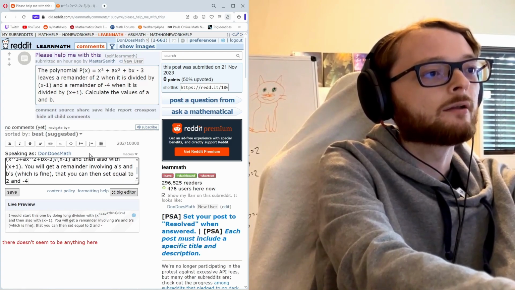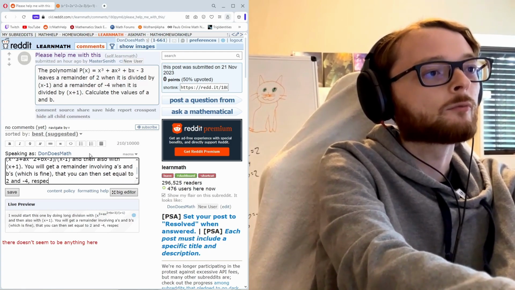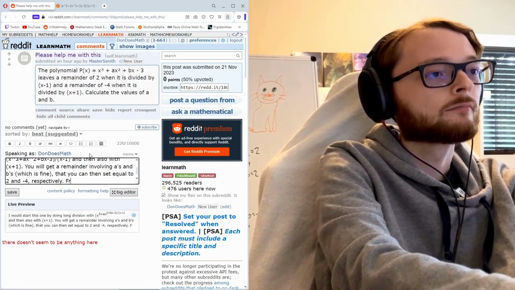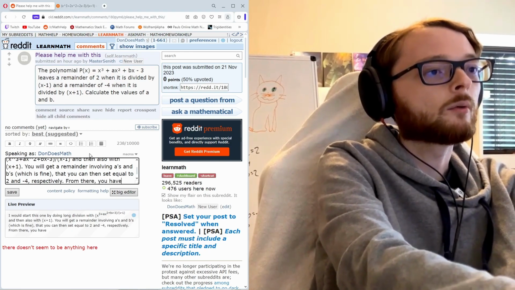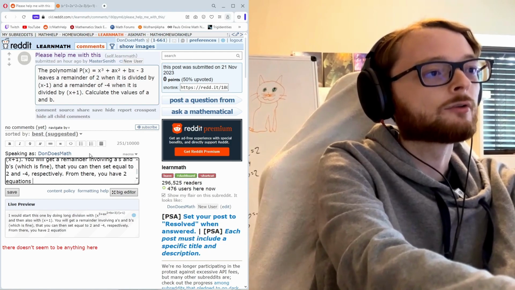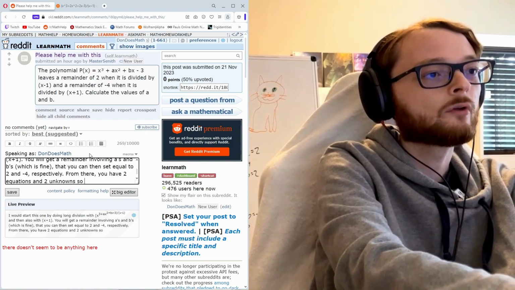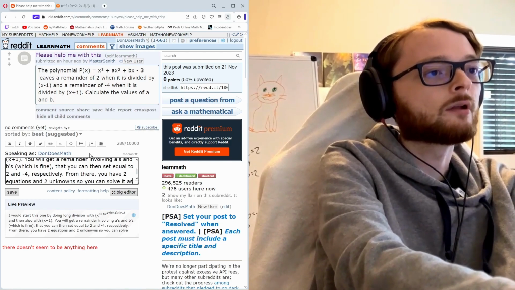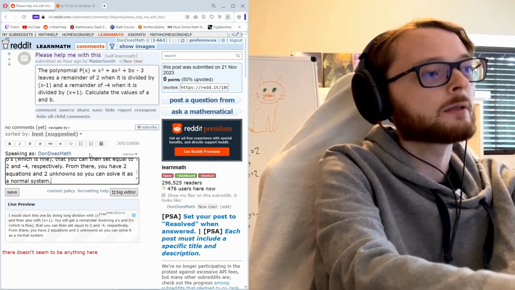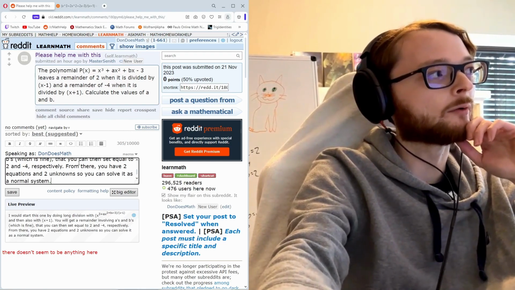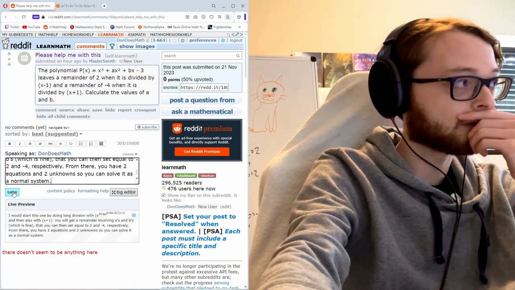2 and -4, respectively. From there, you have 2 equations and 2 unknowns, so you can solve it as a normal system. So I'll give them the high-level steps, but not actually how to go about doing this, unless they reply back.